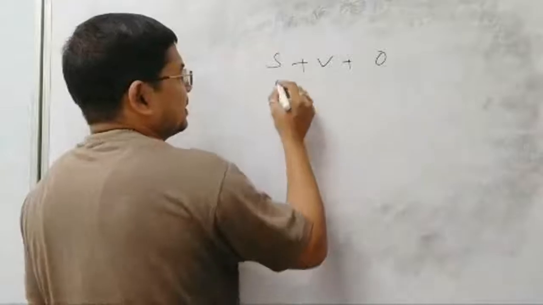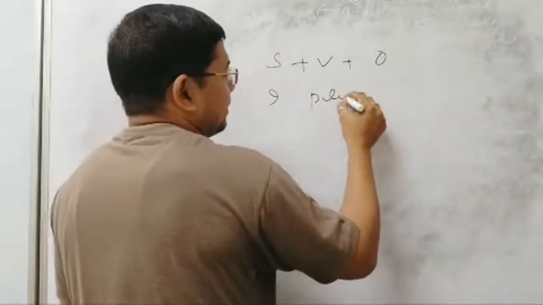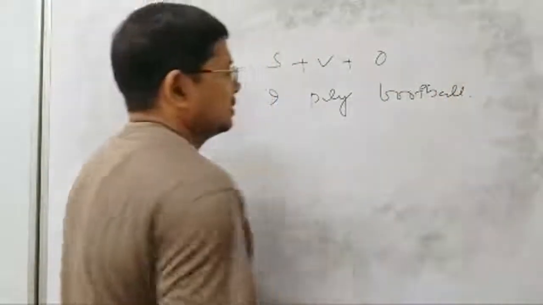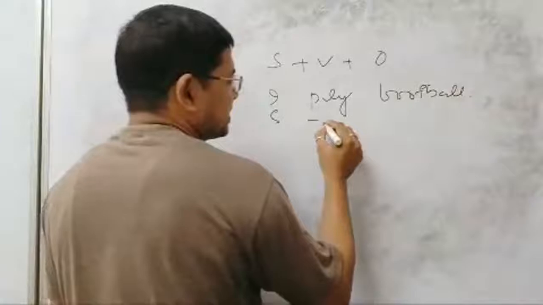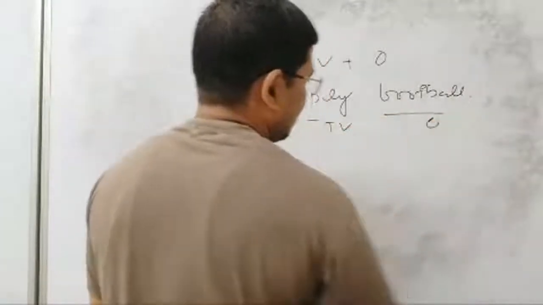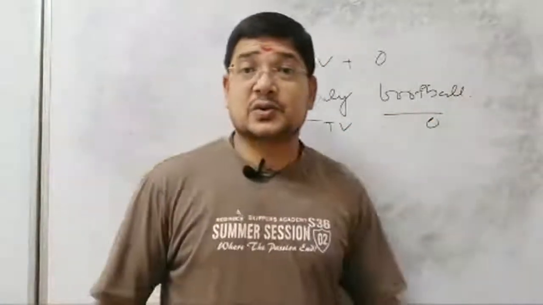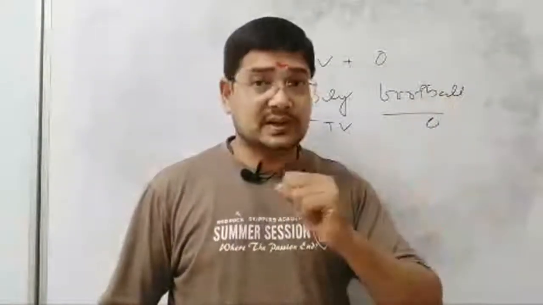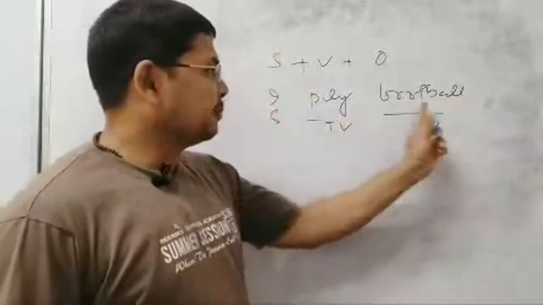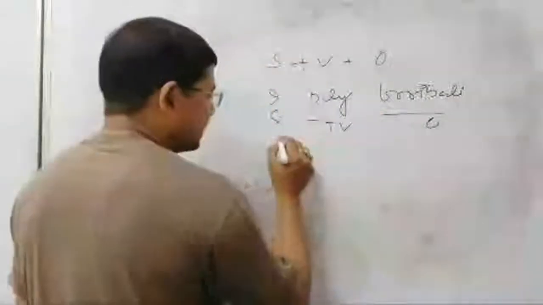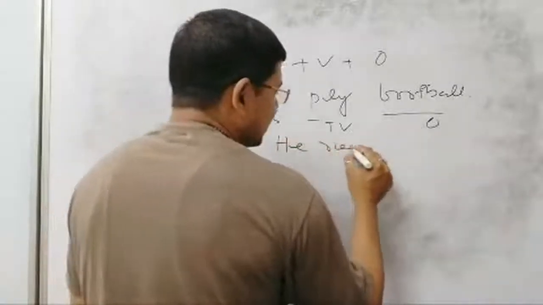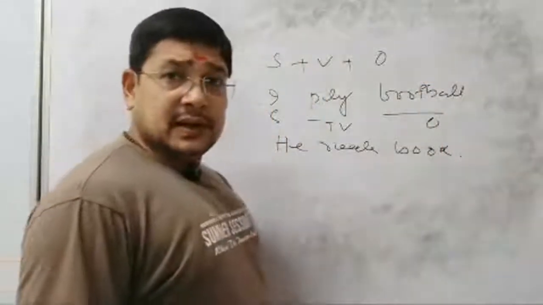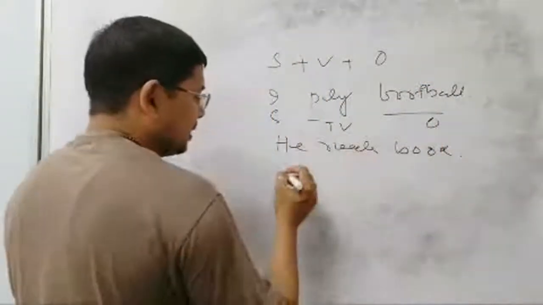So what happens? I play football. This is your subject, this is your transitive verb, and this is your object. This is the second structure, or second pattern, that we normally use. Look at this construction: I play football. You can write he reads a book. He reads a book. Yes or no?